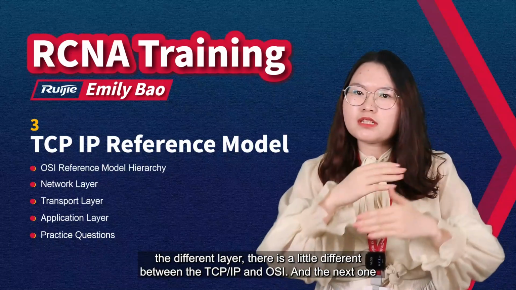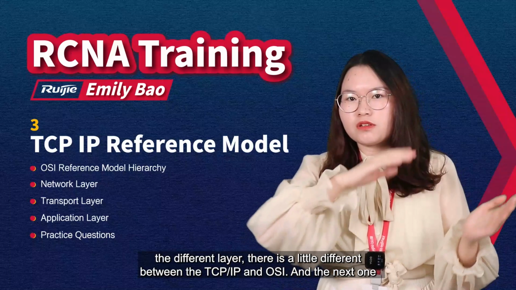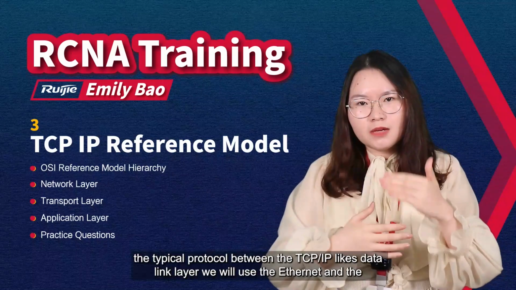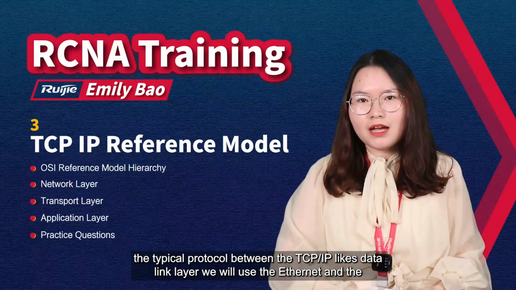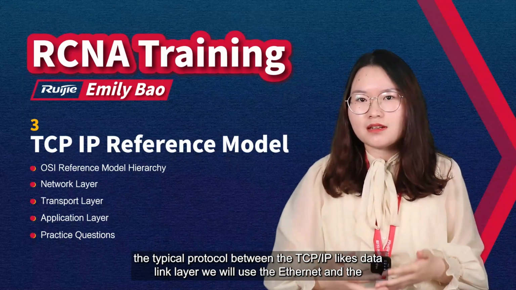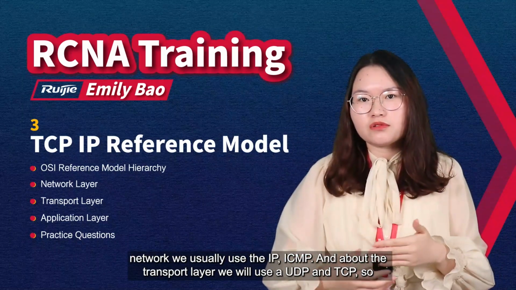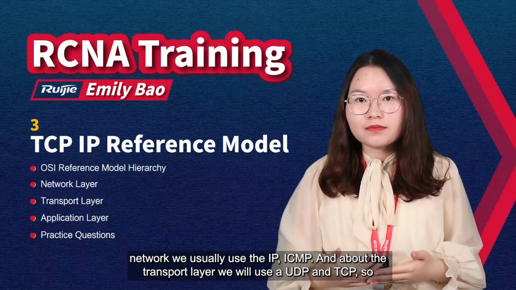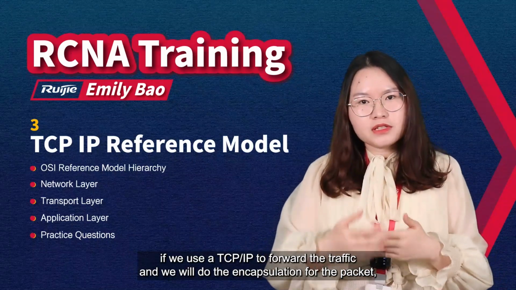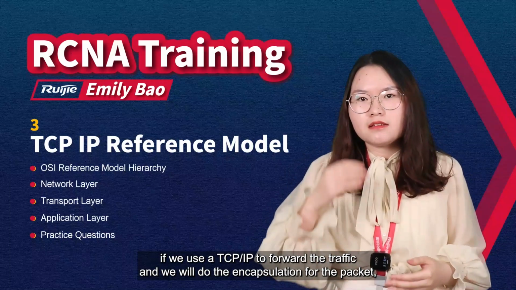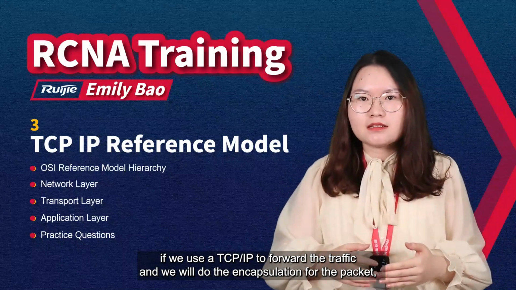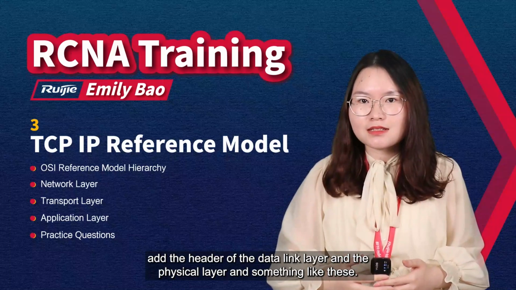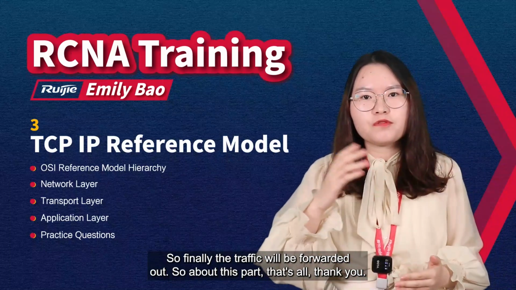Between the different layers, TCP/IP and OSI are a little different. And the next one, the typical protocols in TCP/IP: at the data link layer, we will use Ethernet, and at the network layer we usually use IP and ICMP, and at the transport layer, we will use UDP and TCP. So if we use TCP/IP to forward traffic, we will do encapsulation for the packets, adding the header of the data link layer and the physical layer and so on. So finally, the full traffic will be forwarded out.